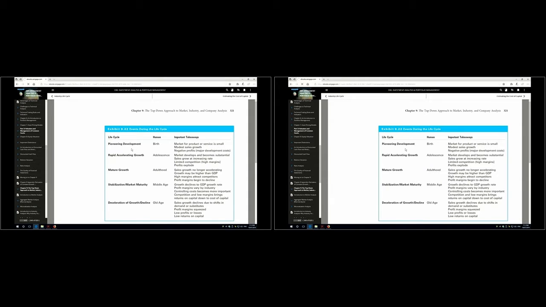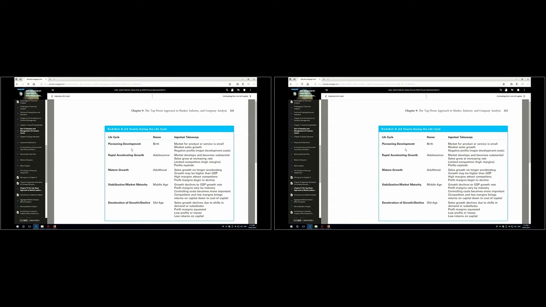And then during the mature growth period, that is the third stage, profit margins, high margins attract competitors, sales growth no longer accelerating, growth rate may be a bit higher than GDP, but profit margins tend to decline. Then during the middle age, growth declines to the GDP growth rate, that is, it grows on par with the economy. Again, profit margins vary by industry, and returns on capital are down to the cost of capital.